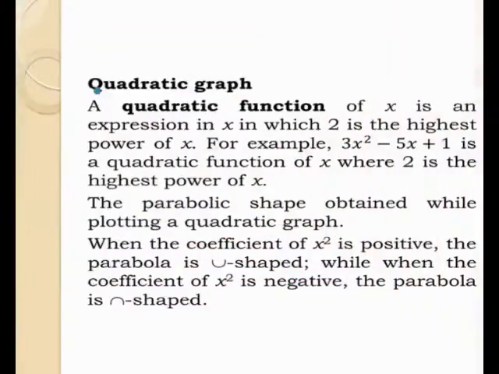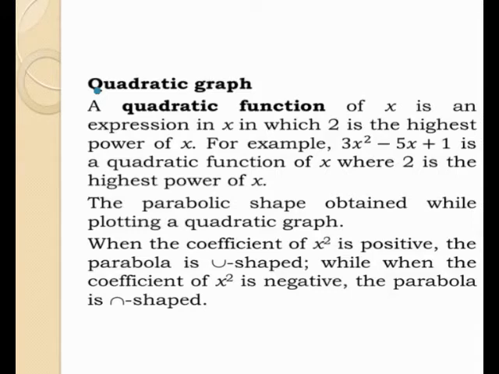Now, a quadratic function of x is an expression in which 2 is the highest power of x. For example, 3x squared minus 5x plus 1 is a quadratic function of x where 2 is the highest power of x. The parabolic shape is obtained while plotting a quadratic graph.